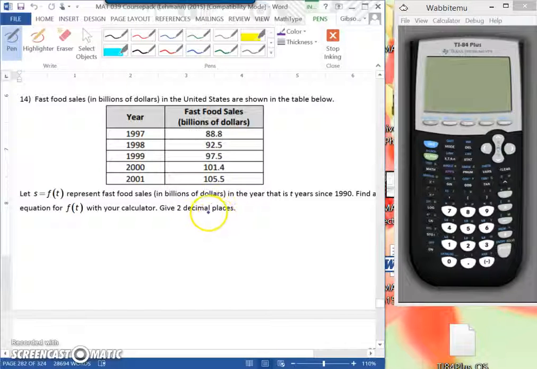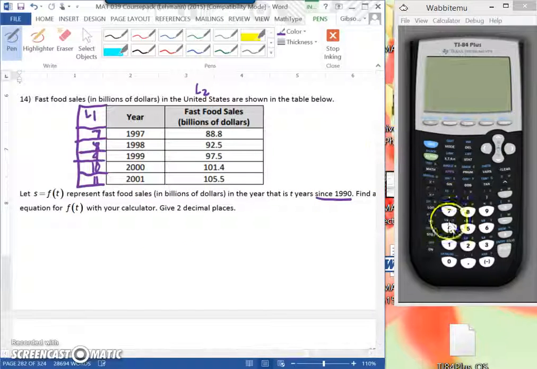Give 2 decimal places. Now, first of all, look here, it says it's from the year since 1990. So we have to create another column here, and this column will reflect years since 1990. So this right here will be 7, 8, 9, 10, and 11. And this will be our L1. Now, how much fast food was sold will be our L2.